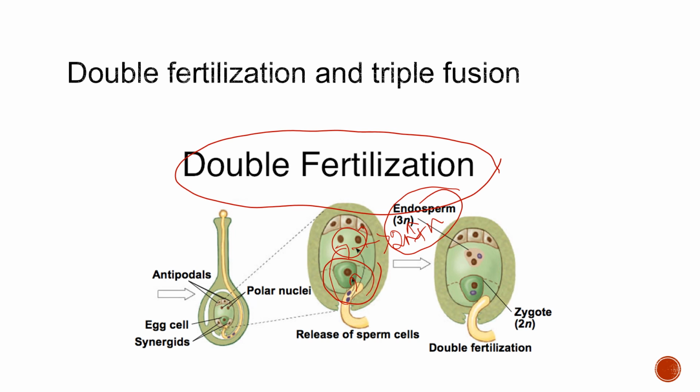Now let us have a gist of this. First we see what fertilization is: the fusion of the male and the female gamete. As this fusion happens twice, it is called double fertilization. And in this process, the 2n polar nuclei combine with the n male sperm nucleus, forming a 3n endosperm. So this is called triple fusion.